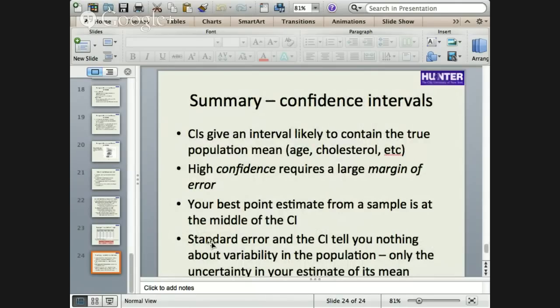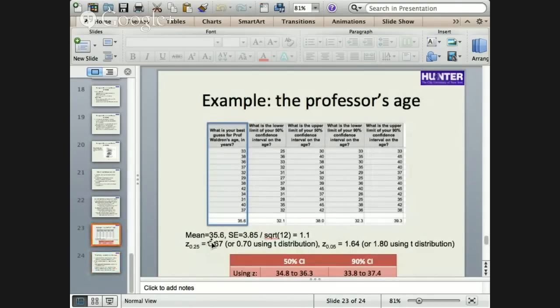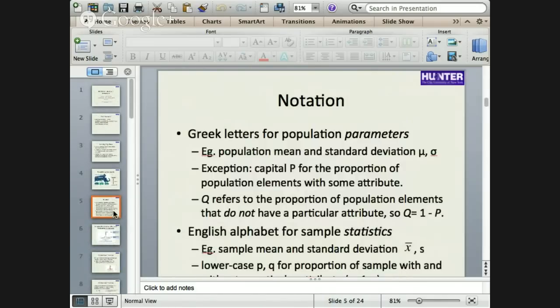Oops, I just skipped to the very end. Okay, and a reminder of some notation. Are we missing?